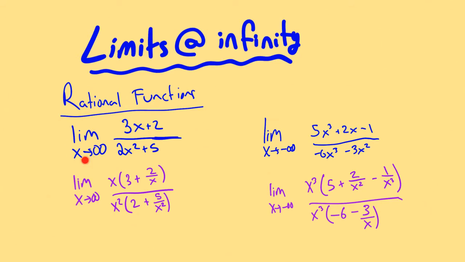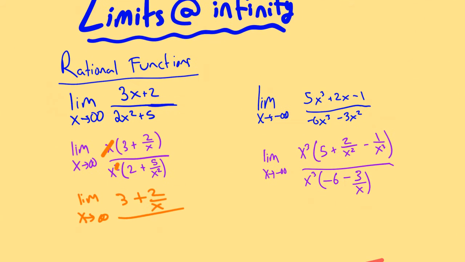And if you look at this first example, I can factor out x on the top, and we get 3 plus 2 over x there. Factor out x squared on the bottom, and we get 2 plus 5 over x squared. And if we were to move forward with this, that x would cancel out with that, and we would be left with the limit as x approaches infinity of 3 plus 2 over x over 2 plus 5 over x squared, and all that's times 1 over x.